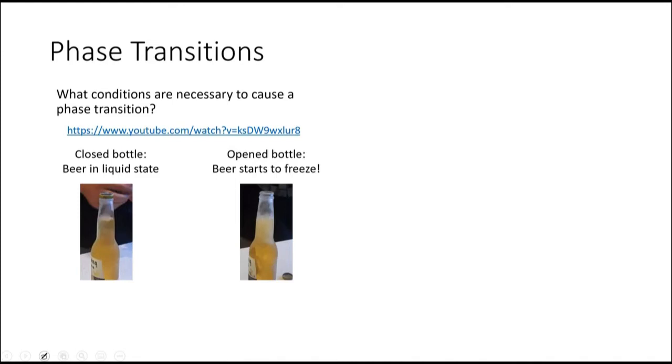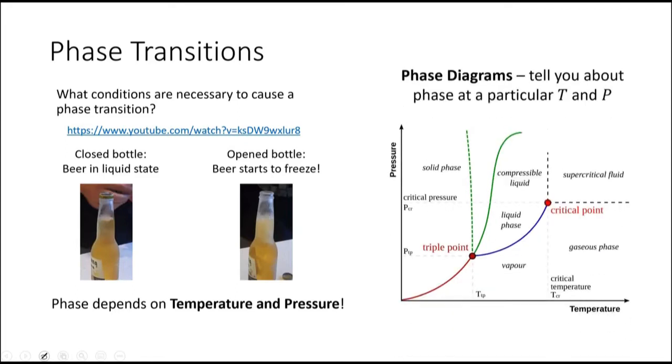The answer is really the pressure. When the bottle is open, the pressure decreases and the beer starts to freeze, whereas it's in the liquid state when the bottle is closed and it's at a higher pressure inside. And why is this the case? Well, it's because phase transitions depend on both temperature and pressure. So you have to be at a particular temperature and a particular pressure to cause a phase transition.